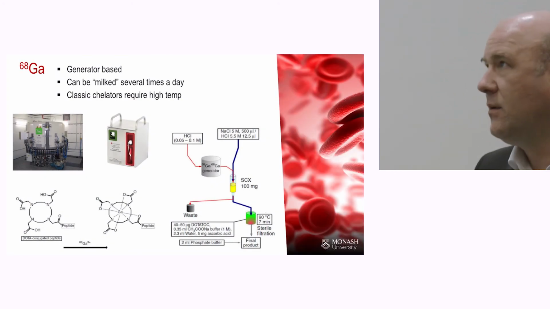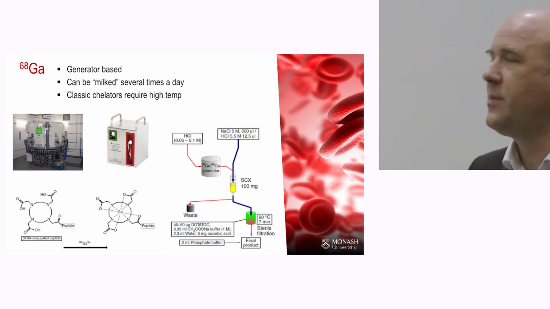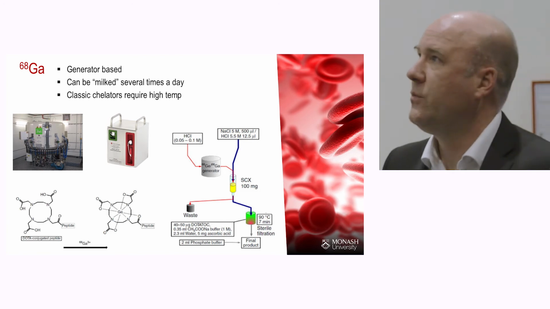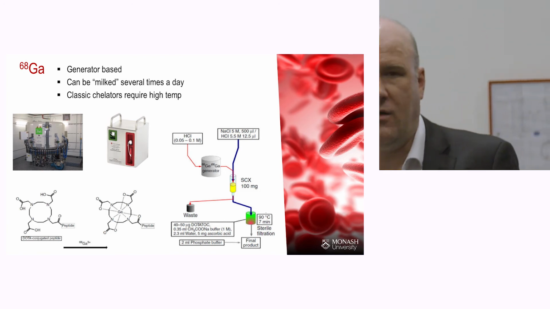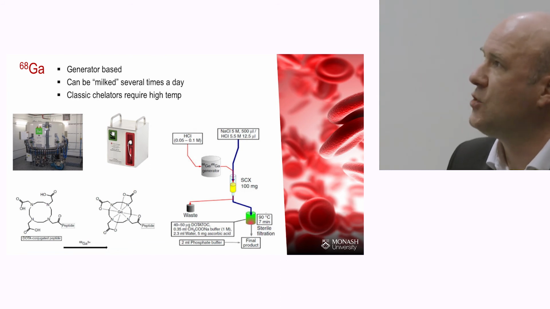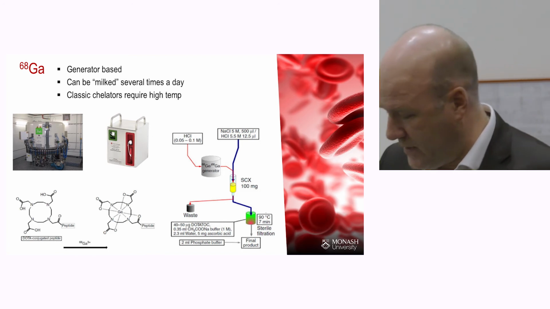We are in parallel working on short-lived isotopes. So the issue with copper is a great isotope, don't get me wrong, but it has a very long half-life of 12 hours, which for an antibody which clears within half an hour is a bit of an overkill. So we're trying to look at shorter-lived isotopes, which are also more readily available. And gallium is our top candidate.